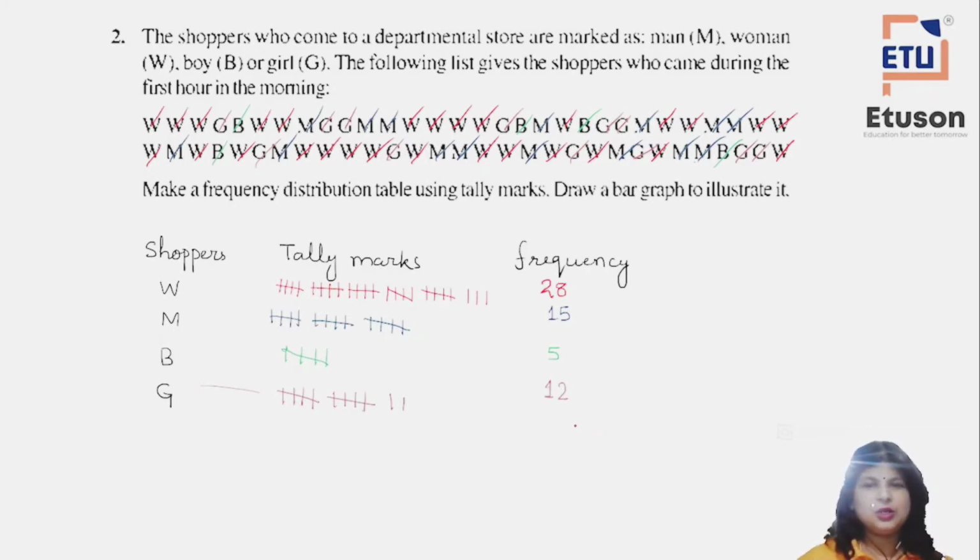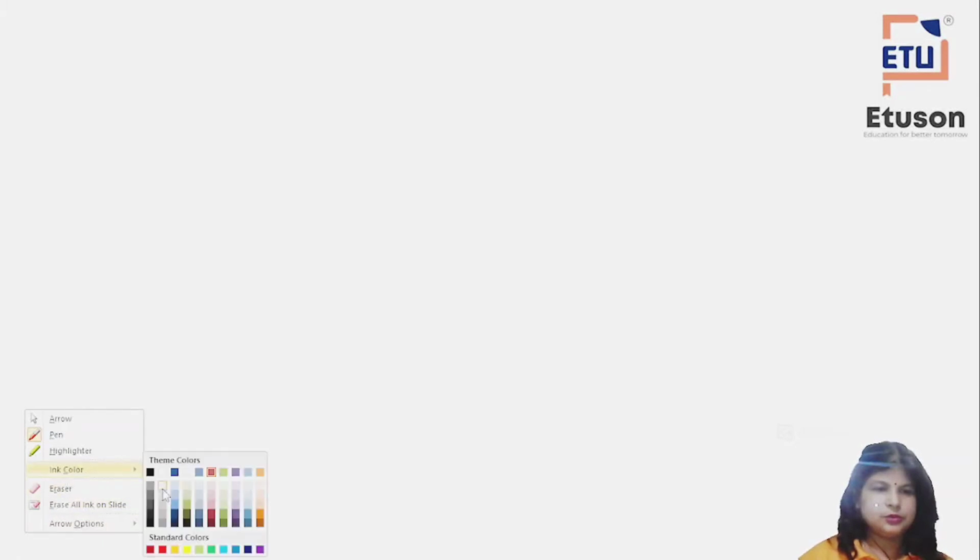Okay, so now what is next? We have to draw a bar graph to illustrate it. Okay, so now let us go to the next page. The color is pink still, so let us change it to black so that it will be clearly visible to you.